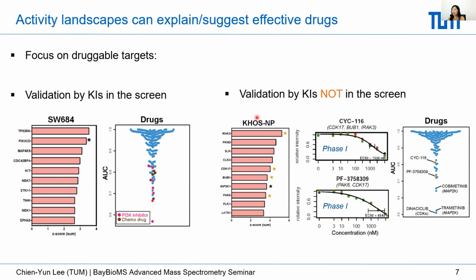So we then use the example of SW684 and try to find out if there is any drug that can target most of the top 10 active kinases in this cell line. And we find 2 kinase inhibitors in phase 1 clinical trials, and they do show quite good sensitivity compared to, in general, 150 other drugs. So we do show that by using this kinase score, we were able to suggest a more effective drug to inhibit the cell line.